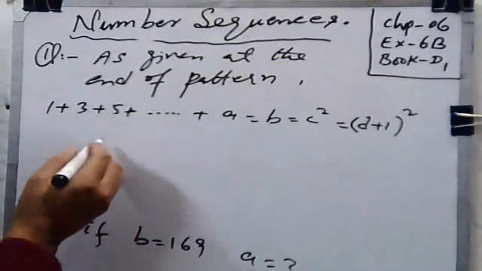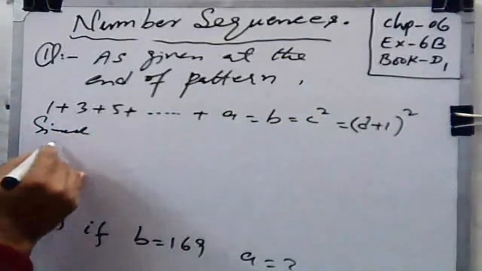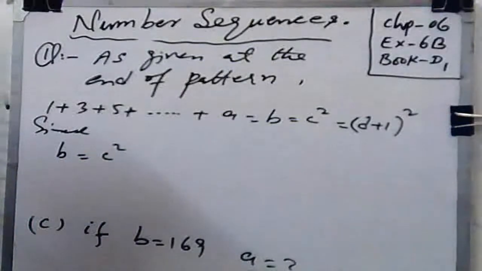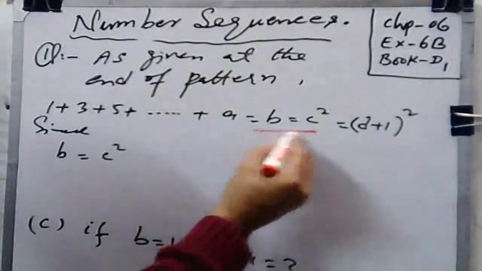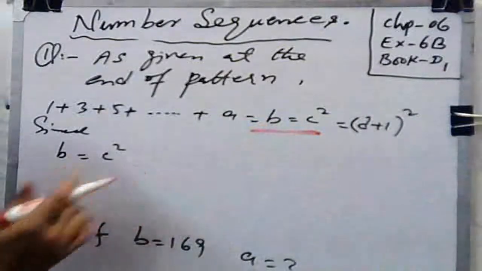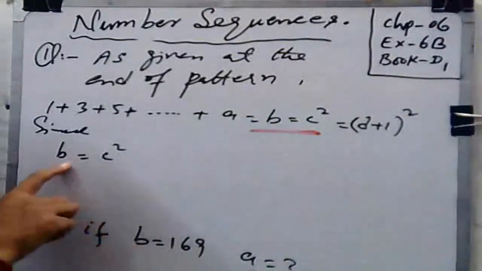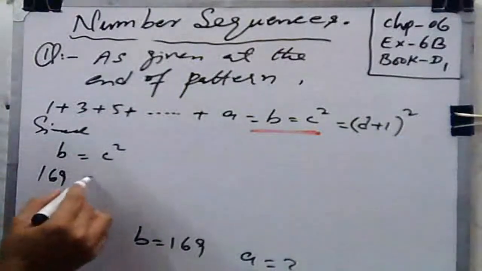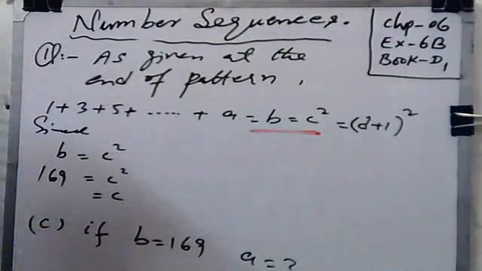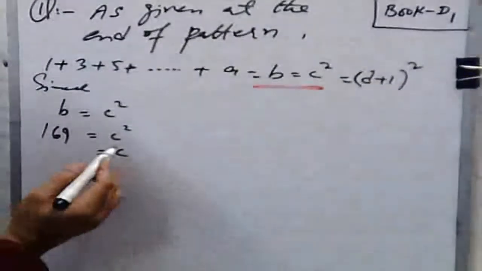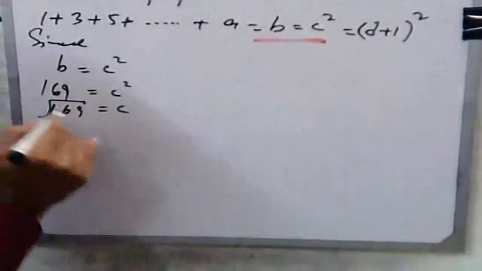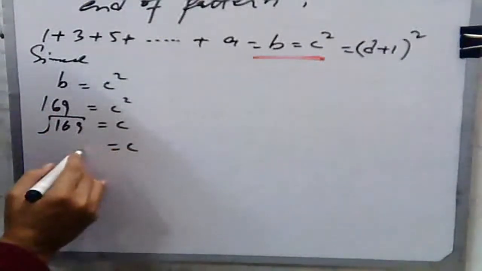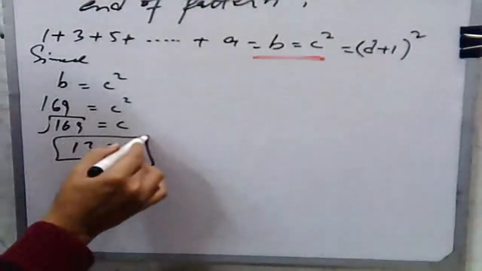First of all you have to consider that B is equal to C square. First you have to consider these two steps, because both are equal, so B is equal to C square. Because B is given to us, that is 169, putting the value, we need the value of C. What value do you get? You get the square root of 169. So the value of C is 13.